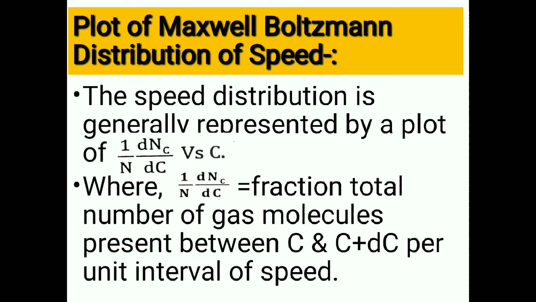The speed distribution is generally represented by a plot of 1/n dn_c/dc versus c, where 1/n dn_c/dc is known as the fraction of the total number of gas molecules present between c and c plus dc per unit interval of speed.